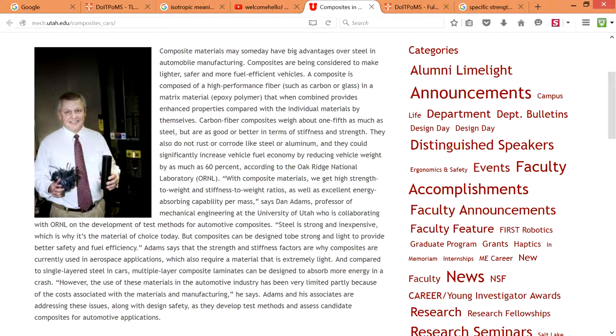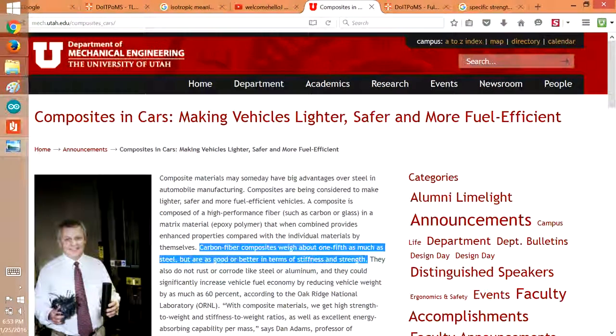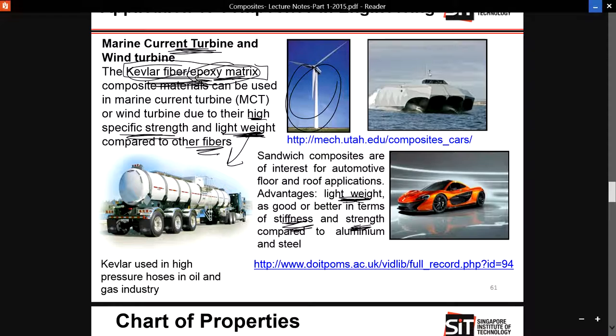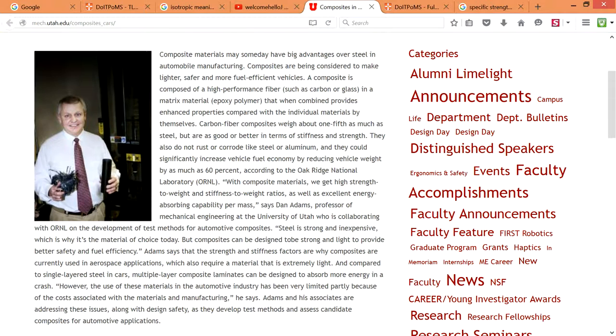Can also add that carbon fiber composite is something that we often use normally now, that it weighs about 1/5 of the steel, but is as good or better in terms of stiffness and strength. So this is a sentence that you can memorize, but it's pretty easy to understand also. So straight away install it inside your brain. This page is talking about the car. So if I were to click this link, you will actually go to the car site. So you can read it up and see which are the things, but most probably fuel efficient, fuel economy.